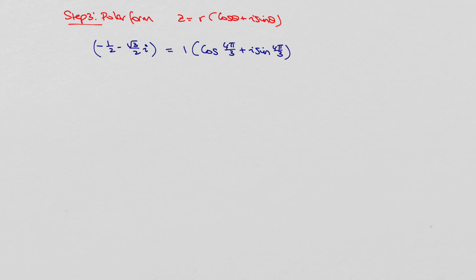Now for the purpose of this example, I'm going to keep 1 there. Obviously we don't need to write down 1 because 1 times anything is itself. But I want to make sure that you would see, if the modulus was 2 or root 2 or 8 or something like that, what we would be doing with de Moivre's theorem. So step 4 now is to apply de Moivre's theorem.